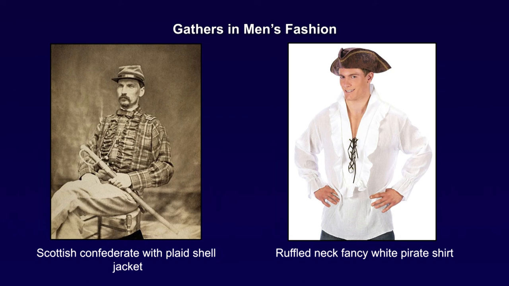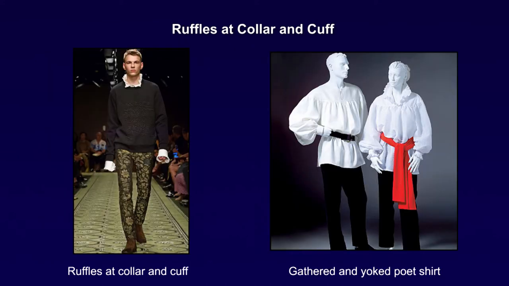This is a picture of a Scottish Confederate with a plaid shell jacket. Can you spot the gathers in the front of the shirt? Please note the light ruffle neck in this fancy white pirate shirt.